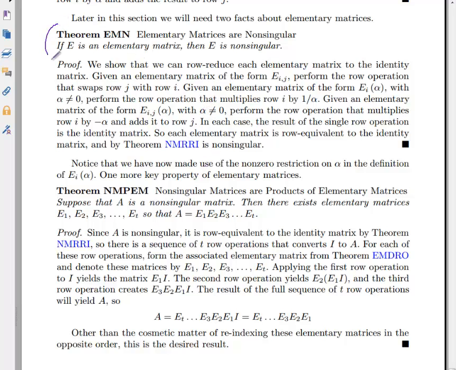Okay, so let's prove some properties of elementary matrices. If E is an elementary matrix, then E is non-singular. Right? Now, there's a proof here. I'll just say the proof is that elementary matrices are row equivalent to the identity. As I mentioned, you get each elementary matrix by performing a row operation on the identity matrix. And we know that a matrix that's row equivalent to a non-singular matrix is also non-singular. So elementary matrices are row equivalent to the identity, therefore they're non-singular since the identity is non-singular.